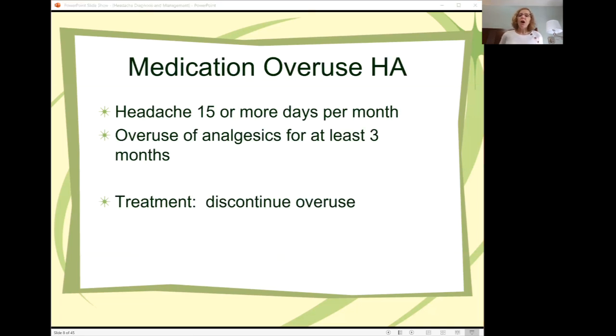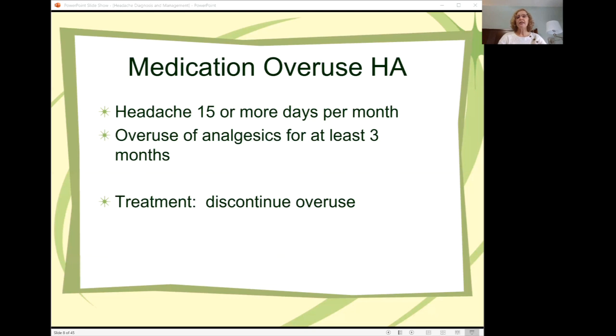Now, the most common cause of a secondary headache is medication overuse headache. Now, this isn't a life-threatening secondary headache, but I do want to mention it here because number one, it's very common. And number two, it's related to the primary headache disorders.